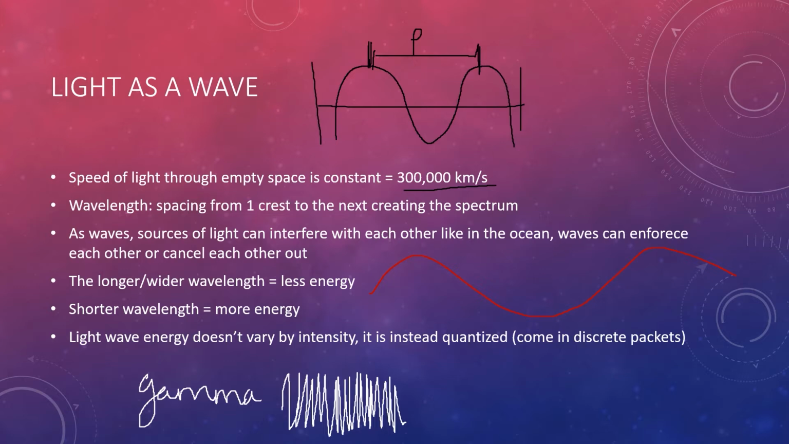Light wave energy behaves differently energy-wise from beach waves because energy doesn't vary due to EM wave intensity. Instead, light energy is quantized. It comes in little discrete packets. So, for example, red light creates particles of 3 times 10 to the negative 19th joules. We cannot make it half of that or 1.7 times this amount, just whole multiples. And this is where it makes sense to call light a particle.